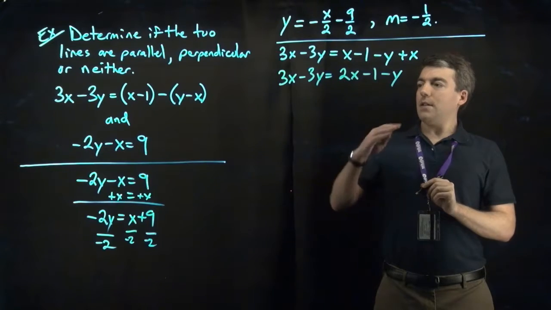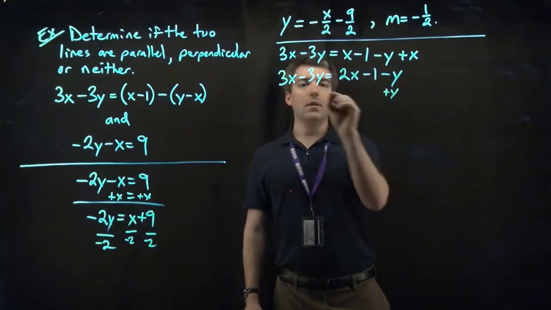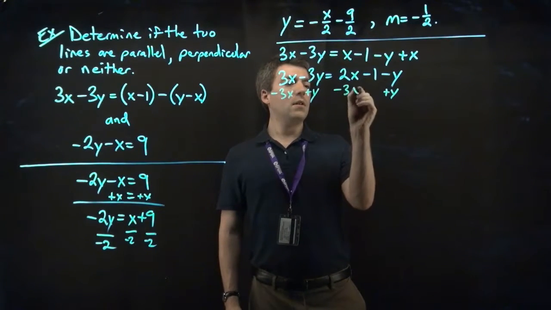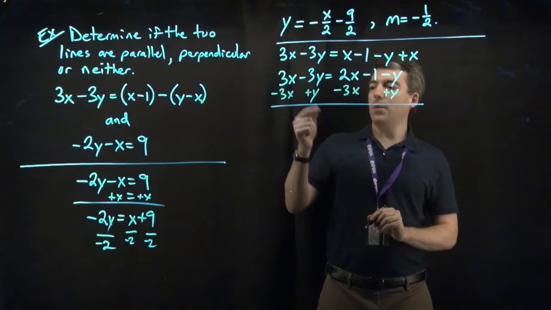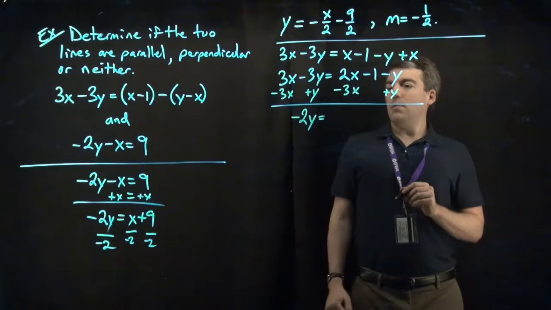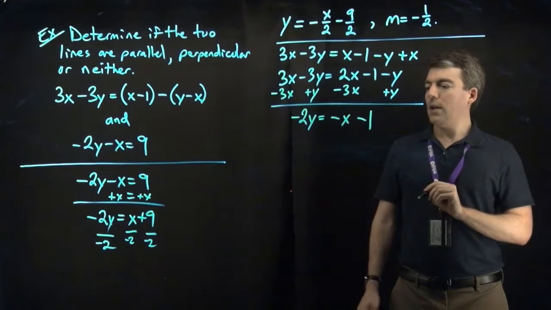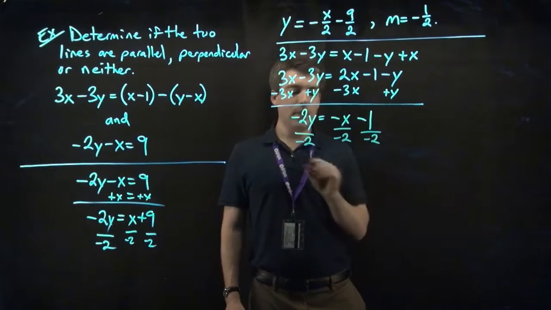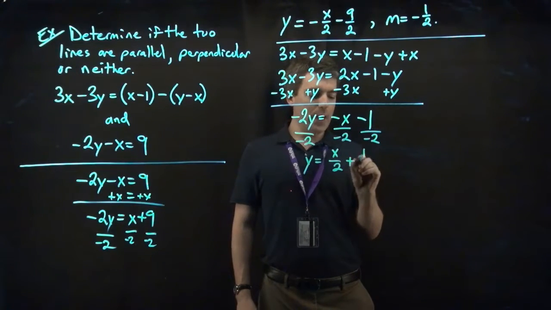All right. Let's get the y's on one side and the x's on the other. So we'll add y to both sides. Clears the y from the right-hand side, and let's subtract 3x. So this goes away. Negative 3y plus y is negative 2y. Here we have 2x minus 3x is minus x minus 1. All right, and now we'll divide by negative 2. y equals negative over negative is positive, so x over 2 plus 1/2.